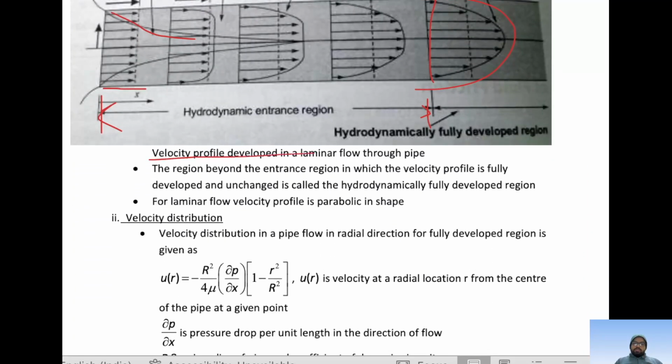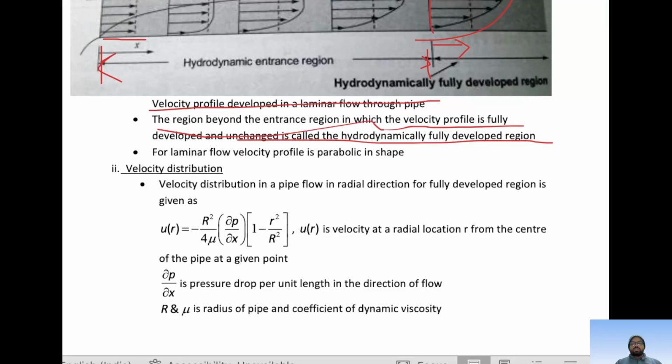The velocity profile developed in laminar flow through a pipe is shown here. So I have explained this. The region beyond the entrance region, in which the velocity profile is fully developed and unchanged, is called the hydrodynamic fully developed region, and beyond this entrance region we have the hydrodynamic fully developed region.